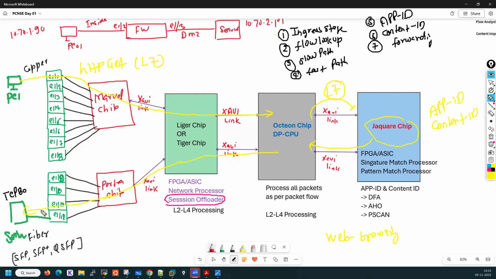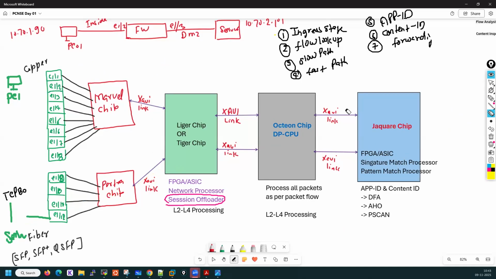Now, this is the example for HTTP GET. Now let me enhance my discussion and go beyond this. Now you got the point: the Jaguar chip comes into the picture when we have layer 7 data. Now let's take an example.